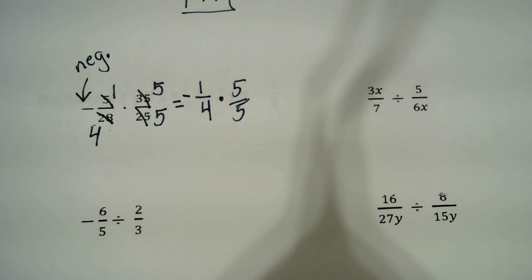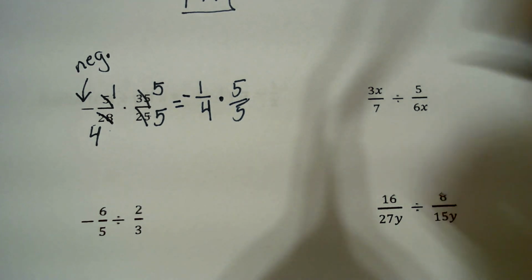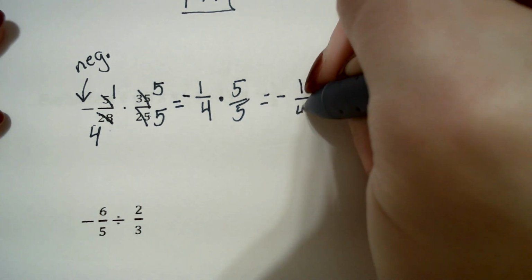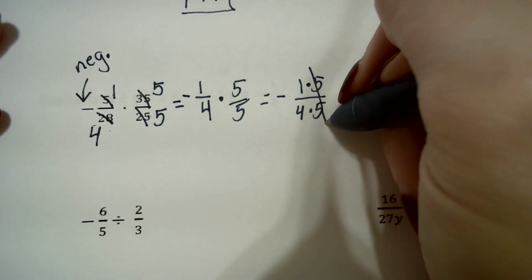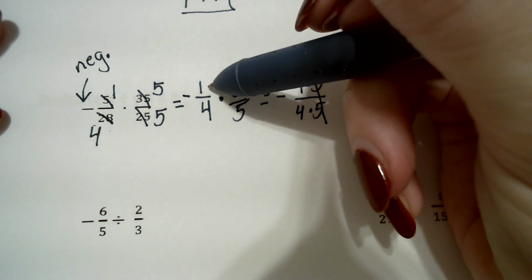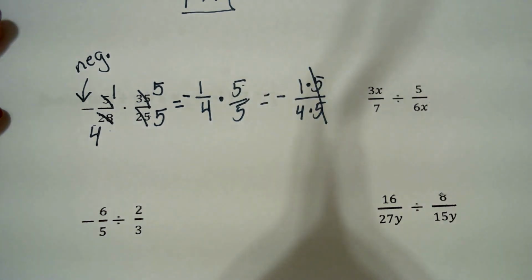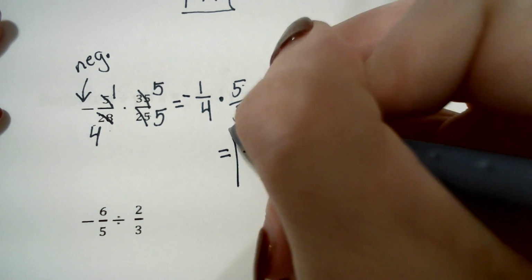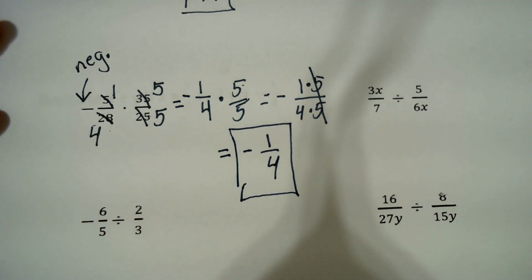Now from here, I could multiply straight across, but remember that trick we learned where we simplify by crossing out the numbers or letters that appear on the top and the bottom? Well, here we go. We've got negative 1 times 5 over 4 times 5. The 5's cancel out because 5 divided by 5 is 1. So this is really negative 1 over 4 times 1. Well, we all know that that is negative 1 over 4. So that is our final answer.